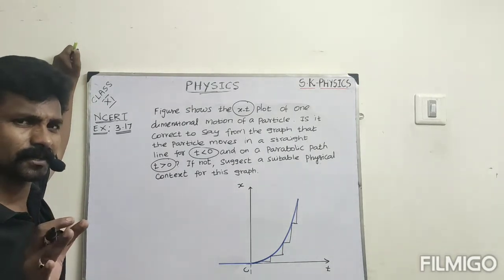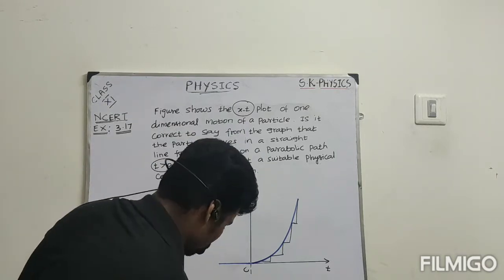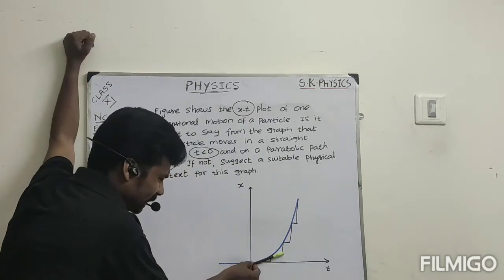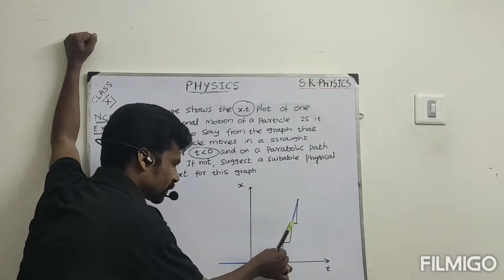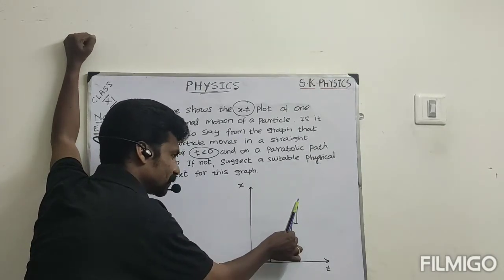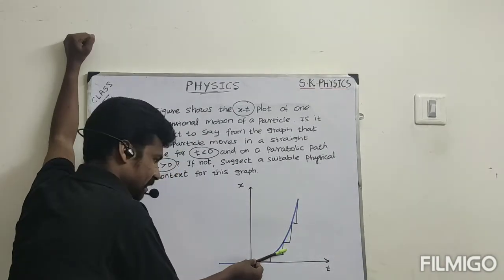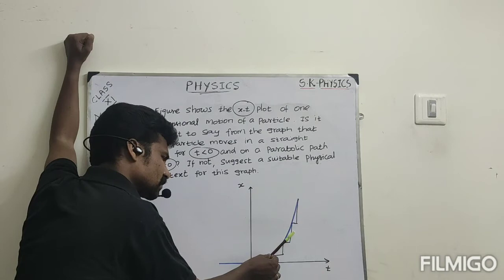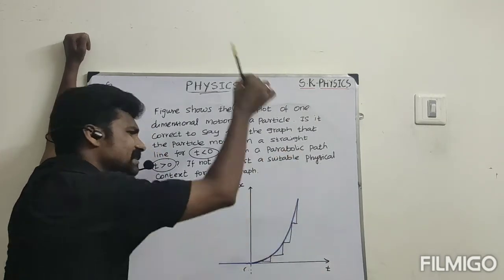So here less slope. From the beginning, if you observe, here is a light slope, so it is difficult to move. That means what is meant? Here less slope means less speed. Slope is increasing, so speed increasing. Again slope increasing, so it is a high speed.